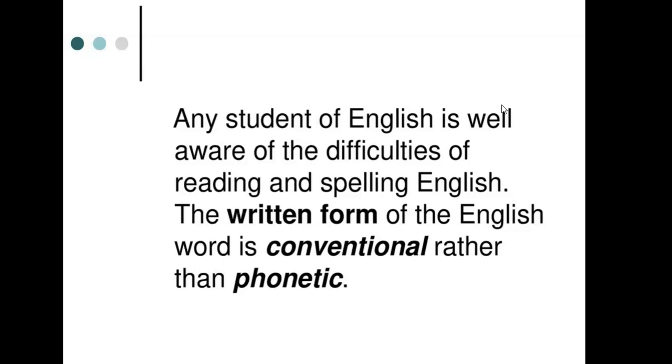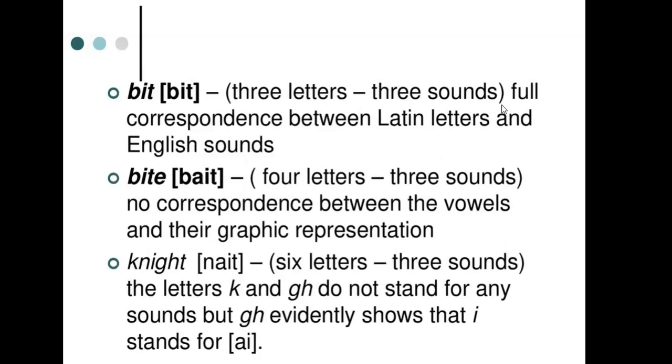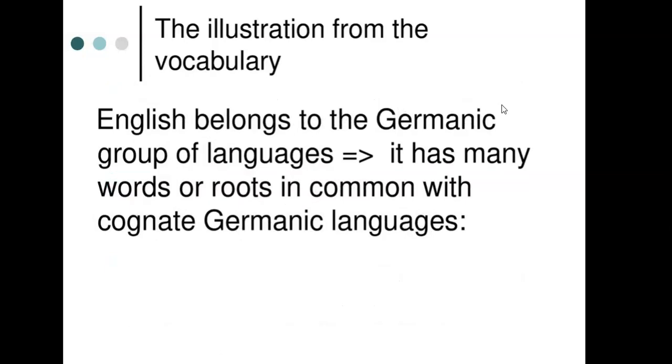The written form of the English word is conventional rather than phonetic. For example, beat, yes, 3 letters, 3 sounds, full correspondence between Latin letters and the English sounds. Bite, 4 letters, 3 sounds, no correspondence between the vowels and the graphic representation. Night, 6 letters, 3 sounds. The letters K and GH don't stand for any sounds, but GH evidently shows that I stands for the diphthong.